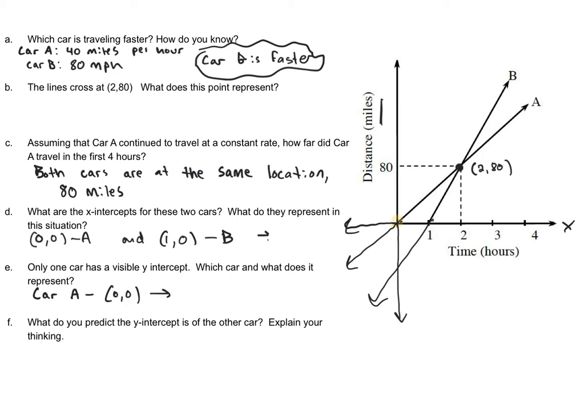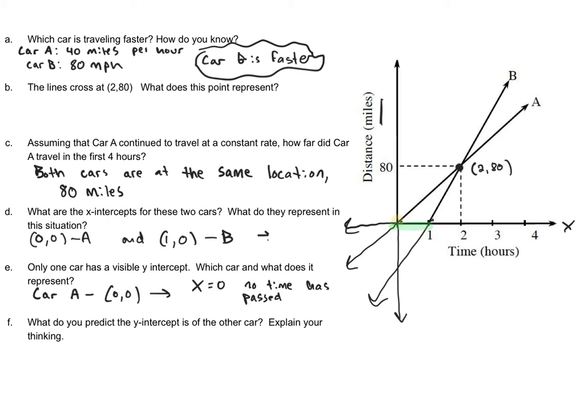And since that's where x equals 0, you can imagine that that is when no time has passed, or it's their starting point. It's the time they started. Then we're being asked to predict what the y-intercept would be for car B and explain our thinking. Since we know these rates of change, and we know that in 1 hour this car is traveling 80 miles per hour, we can look at what is happening in this space right here along our x-axis.